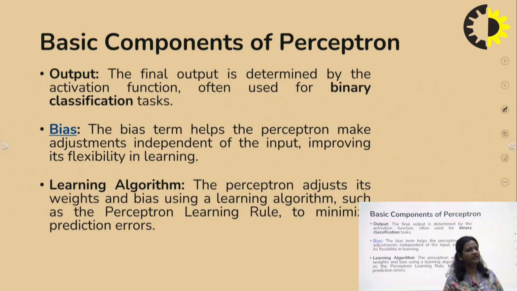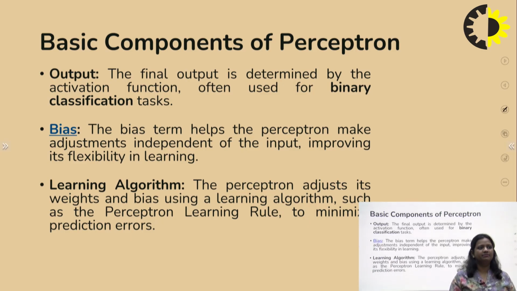Now, finally, the output. The final output is determined by the activation function. So the final output of our data is determined by the activation function. Whatever the value of the activation function is, that will be used to make the prediction. Often, it is used for binary tasks.